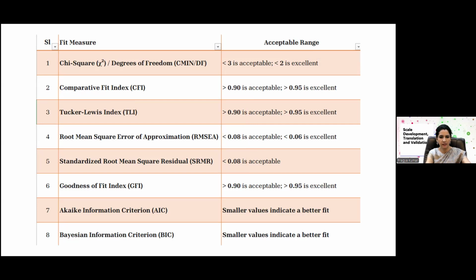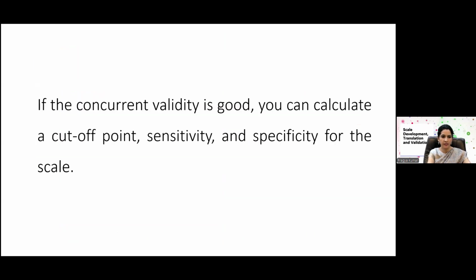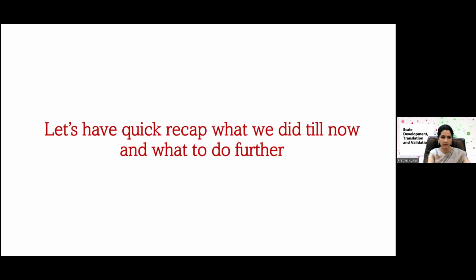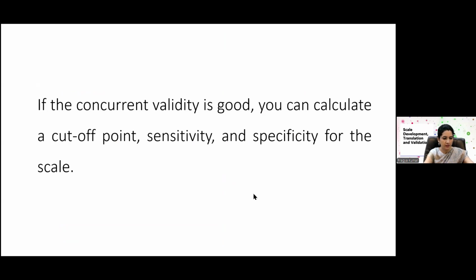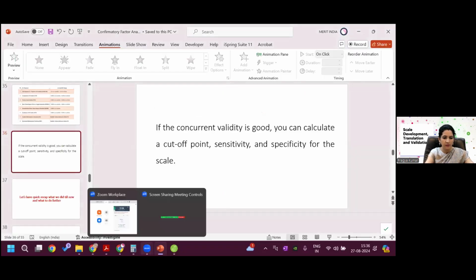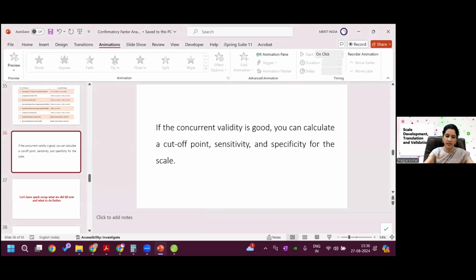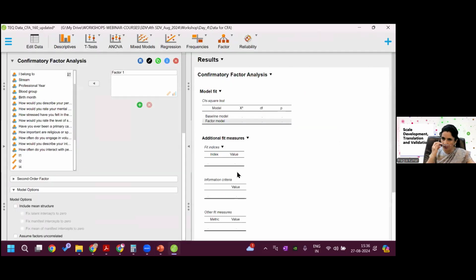So let's see this in the data set. Now you have to do this CFA on the other set of data, and this is the 160 data. So you open this. I think we have shared the data set with you, the prior one. There is some issue with that data.